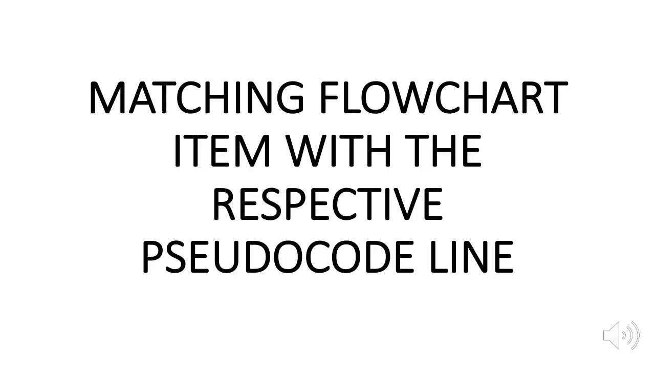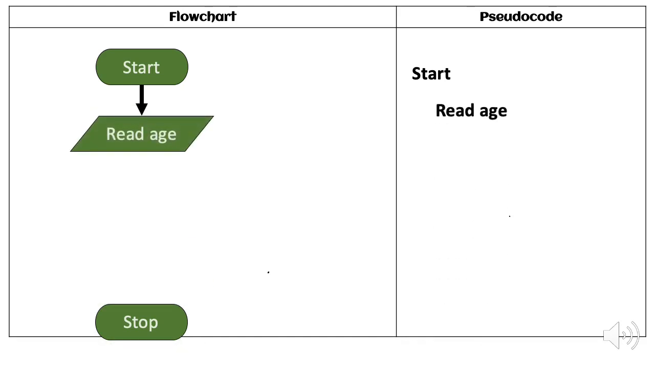So we can actually match the flowchart item with the respective pseudocode line. Remember, in both flowchart and pseudocode, we have to begin them with the word start. But in flowchart, the start symbol is in oblong shape, and in the pseudocode, you can just write the word start normally. Proceed with the next step by the downward arrow, and then after the program has started, we read the input. So what is the input?